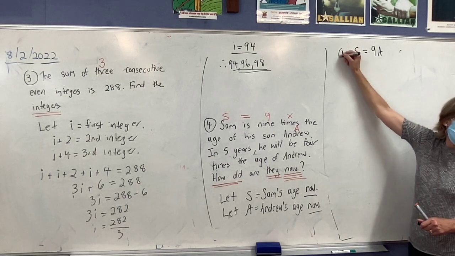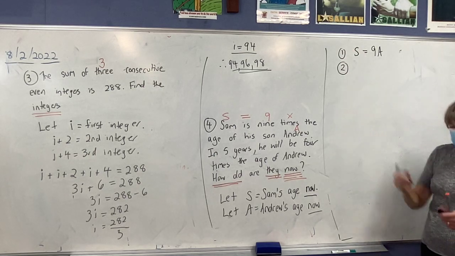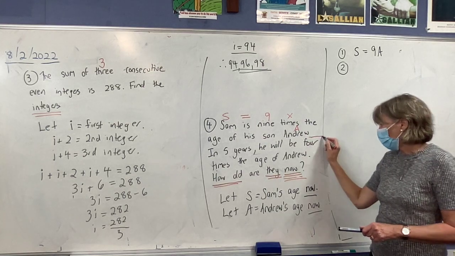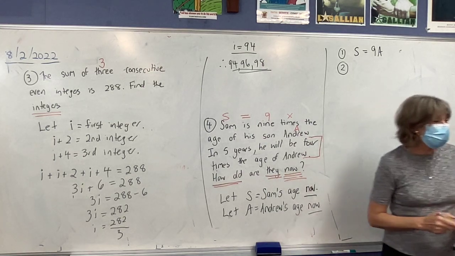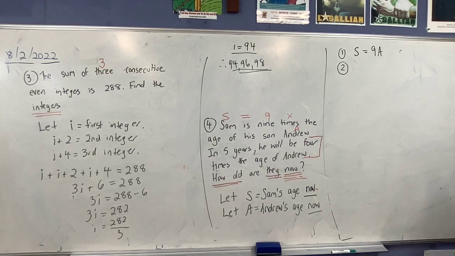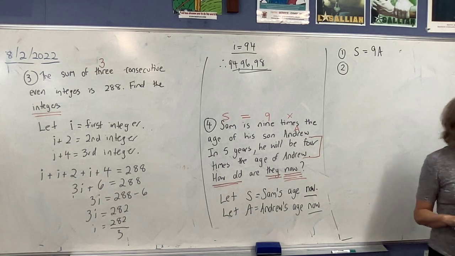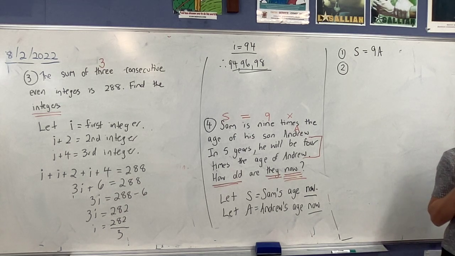Now that was the easy one. The next bit's harder. This is the tricky bit: in 5 years' time. Remember, everybody ages. However old you are now, if you're 15, in 5 years' time you will be 20. Let's pretend I'm 21, and in 5 years' time I will be 26. So everybody ages 5 years. Andrew will age 5 years and so will Sam.